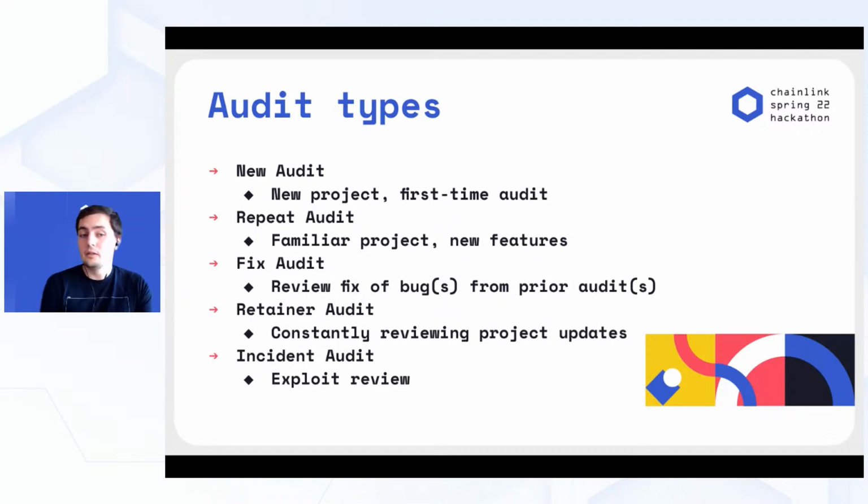So after a new audit, the auditing company will probably find some bugs and vulnerabilities and will notify you, and then will return the project back to you to fix those bugs. And then the fix audit will just review those fixes from the prior audit or audits, and it's a faster one. Then retainer audit is basically when you're constantly reviewing project updates.